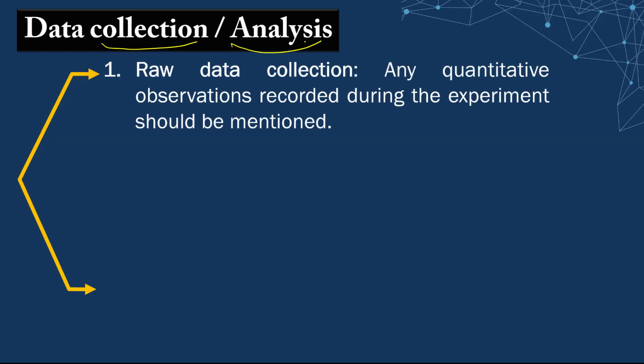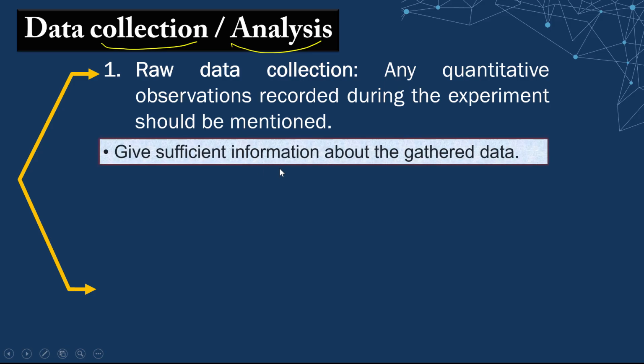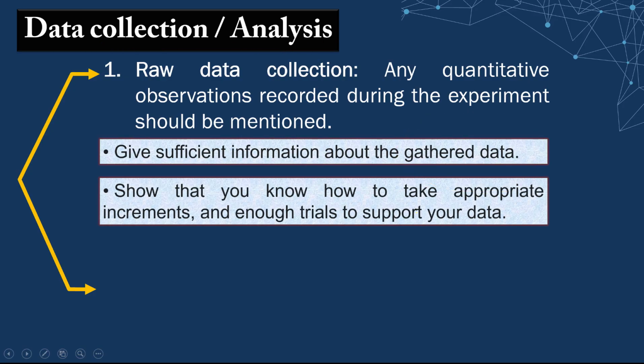First, raw data collection. Any quantitative observations recorded during the experiment should be mentioned. Give sufficient information about the gathered data. How did you collect data? And second, show that you know how to take appropriate increments and enough trials to support your data. For example, you have increased the voltage in steps of 0.5 volt. Why? Give a reason for that.